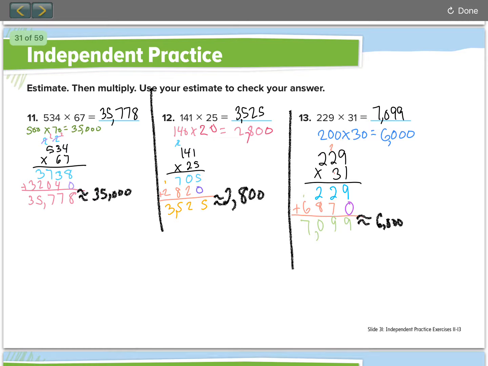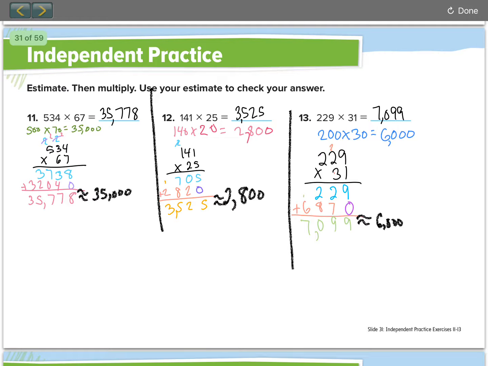So now I'm ready to do my multiplication, and my first step is to multiply the 5 and the 1s times 141. 5 times 1 is 5, 5 times 4 is 20, and 5 times 1 is 5, plus the 2 is 7. So 141 times 5 is 705.